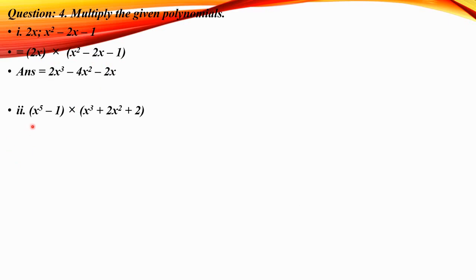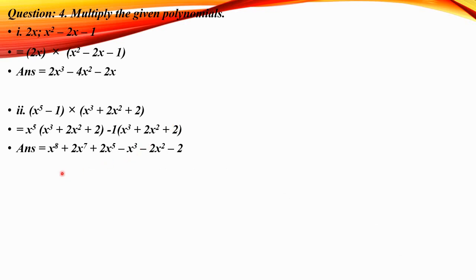Question number 2 is x raised to power 5 minus 1 into x raised to power 3 plus 2x square plus 2. Now here we have a binomial multiplied to a trinomial. So now we have to write separately x raised to power 5 multiplied with the trinomial, that is the second polynomial, x raised to power 3 plus 2x square plus 2. Then again we have to multiply minus 1 into the second polynomial, that is x cube plus 2x square plus 2.